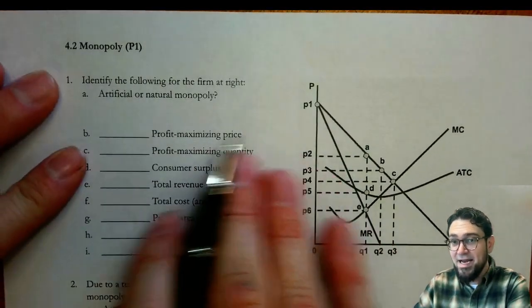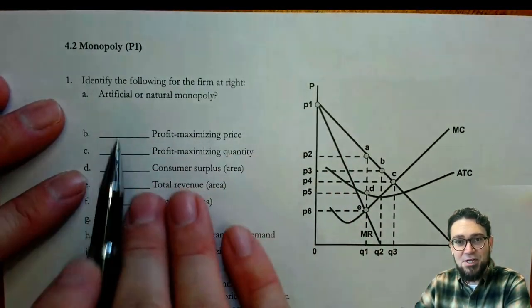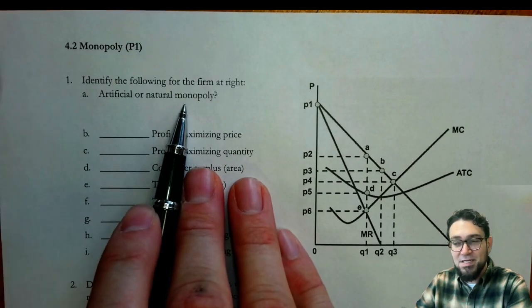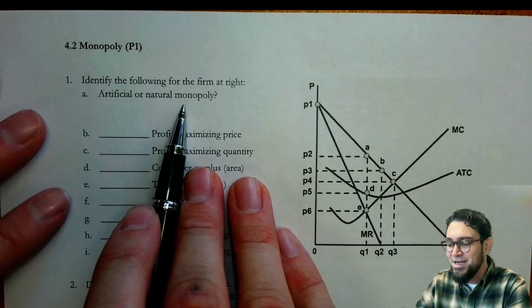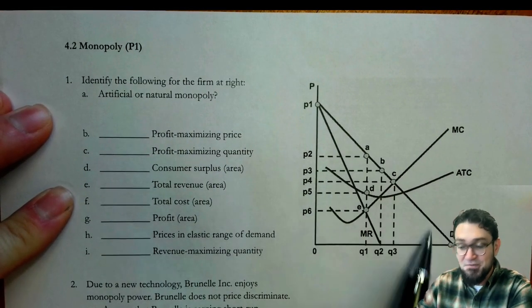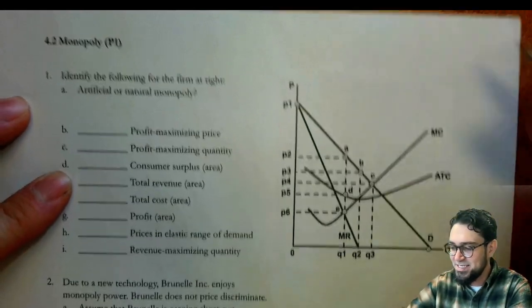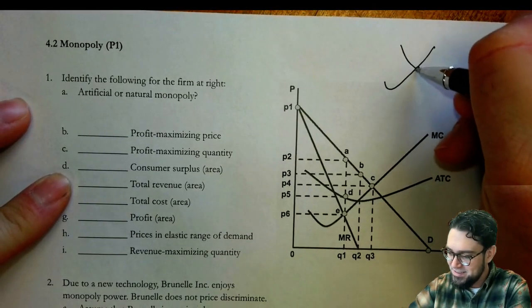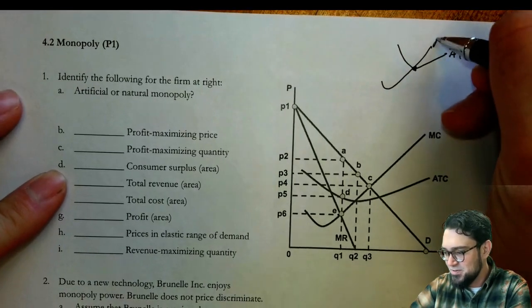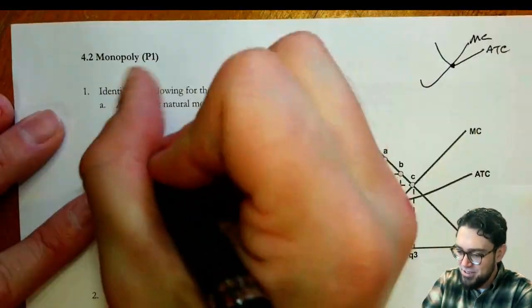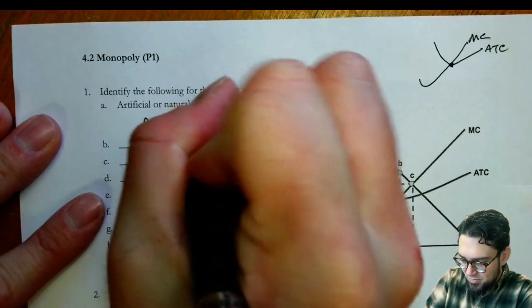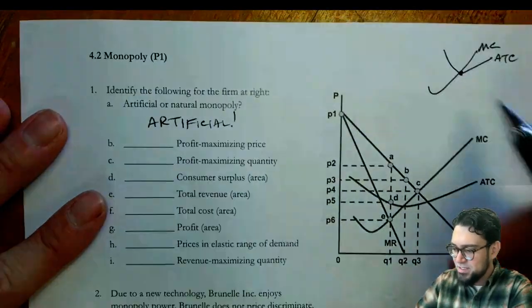Okay, so I realized after I finished recording the last video that we didn't really talk about natural monopoly, and that's because we're going to learn it in the next lecture notes. So surprise, this is an artificial monopoly. If it has this kind of cost structure, marginal cost and ATC that look like this, if ATC is doing one of those and marginal cost is doing one of those, you have an artificial monopoly, right? And so we can tell because of the cost structures.